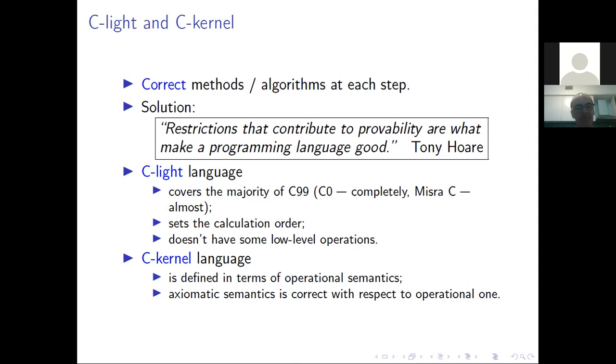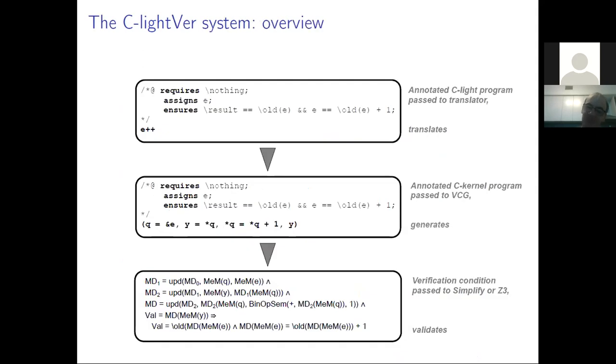But the semantics of C-light is too complex, thus we use the C-kernel language as an intermediate verification language. C-kernel is a limited subset of C-like language, but there is an axiomatic semantics for C-kernel. Thus, we may verify C-kernel programs. We translate C-light programs into C-kernel programs, and verification conditions are generated for the obtained C-kernel program. We use a proof assistant to prove the obtained verification conditions.